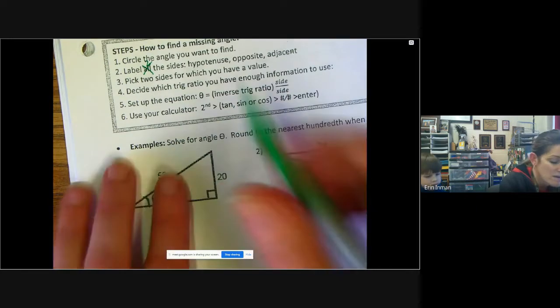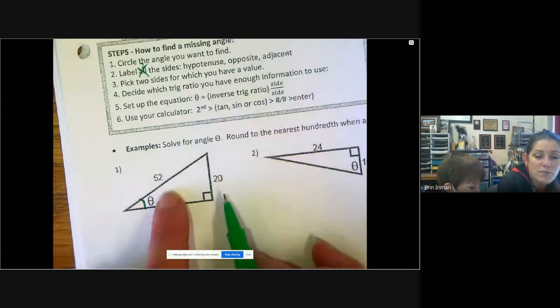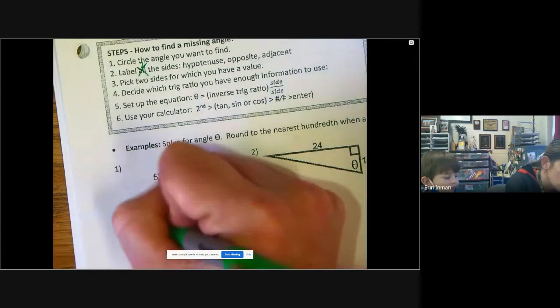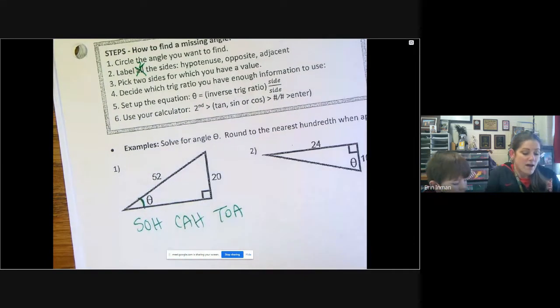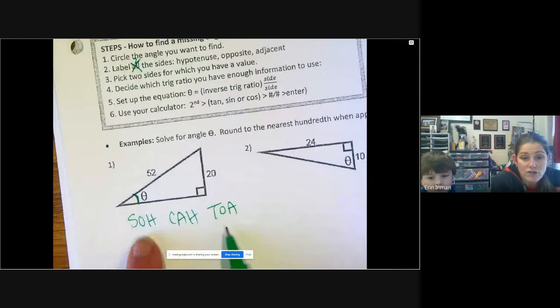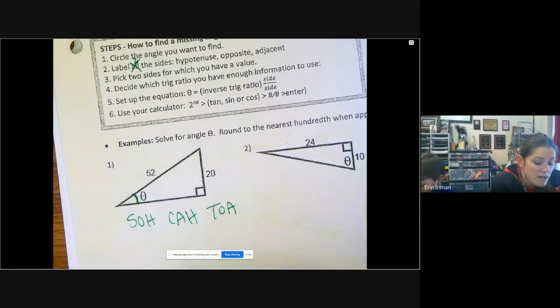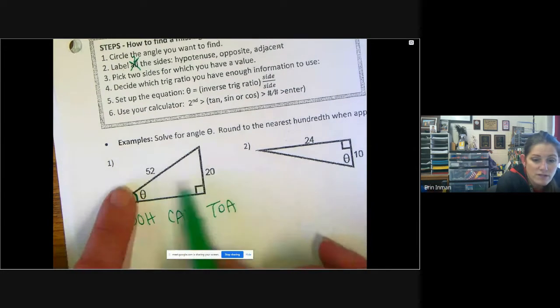And then once we have those two sides labeled, then we can use SOH CAH TOA to determine which trig function. And then in the calculator, we'll show you how we're going to use the inverse operation to get the angle. So let's look at this first example.